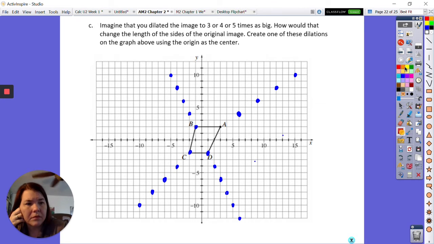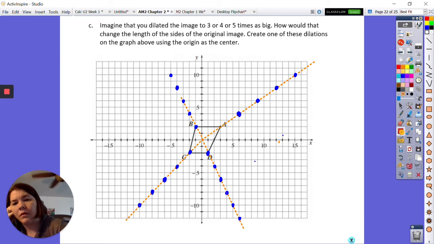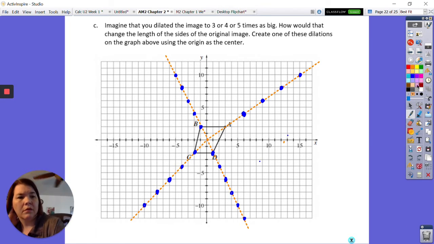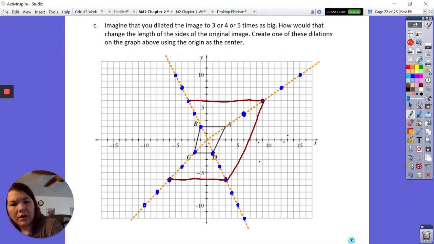Starting at the origin, passing through all of the points. So again, we did 2 already, so I'm going to go ahead and do 3 times as big. And when I do this, I'm connecting the 3rd point, counting the corners as the first. And this is 4 times as big.